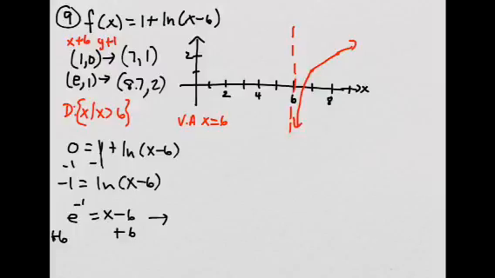So what this gives me is that the x-intercept is 6 plus e to the -1, 0. We plug it into a calculator, and it's 6.36, well, 37, or 6.4, and that's where this point would be.